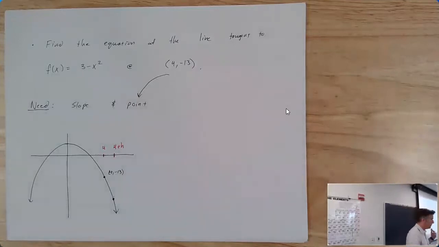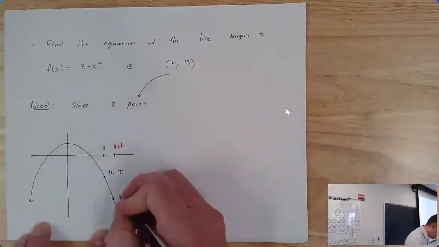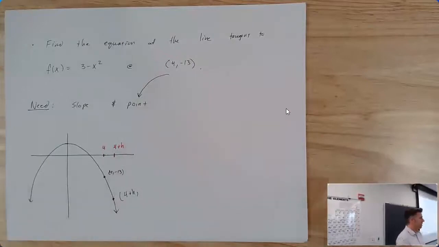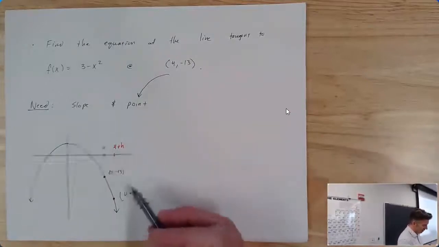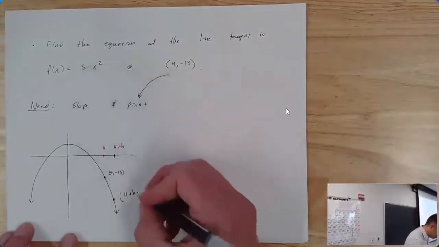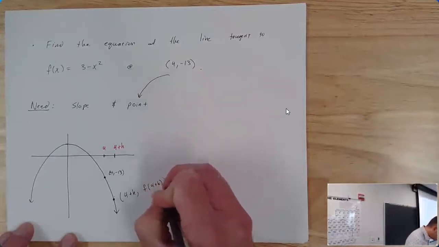So we want to find the slope between these two points, 4 comma negative 13 and 4 plus h comma, whatever the y value is. Well, I can find the y value by plugging in 4 plus h into my function. So I'm going to say f of 4 plus h.